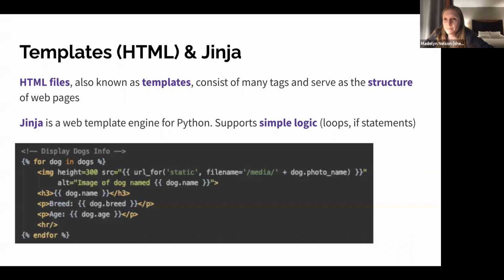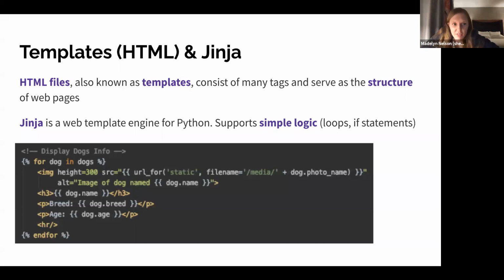somewhat familiar with HTML. And then to build off of that, Jinja is a web template engine specifically for Python. It supports simple logic, like loops and if statements. The keyword is simple logic. It's not really a programming language in itself. It's a template engine, so you shouldn't try to do really complex logic in Jinja. I don't even think it supports complex logic. It's only simple logic. Great.